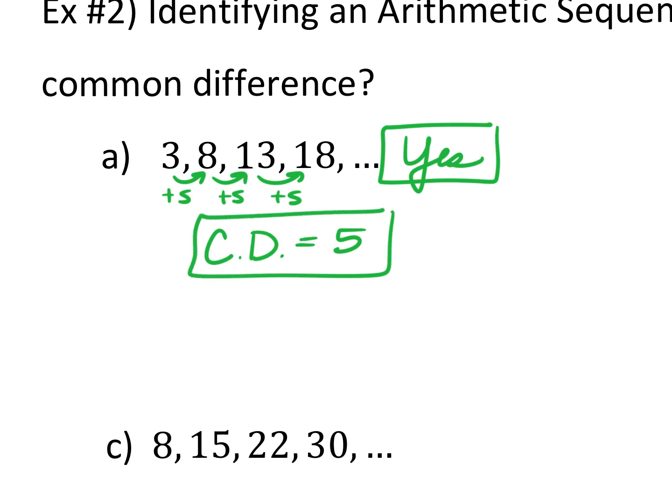You can do CD for common difference. Or if you know what, just do this. D is going to be the common difference. Don't do CD. Just call it D. So your common difference is 5.